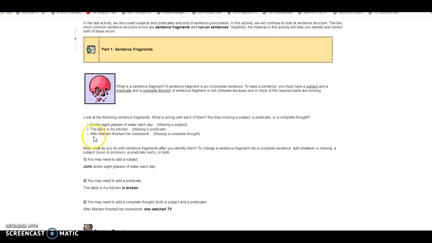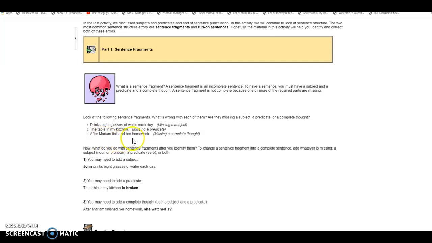The third sentence, "after Miriam finished her homework," has a subject, Miriam, and it has a verb, which can be the beginning of the predicate here, finished, but it doesn't have a complete thought because of this word after. After Miriam finished her homework, what? So we'd have to complete that thought.